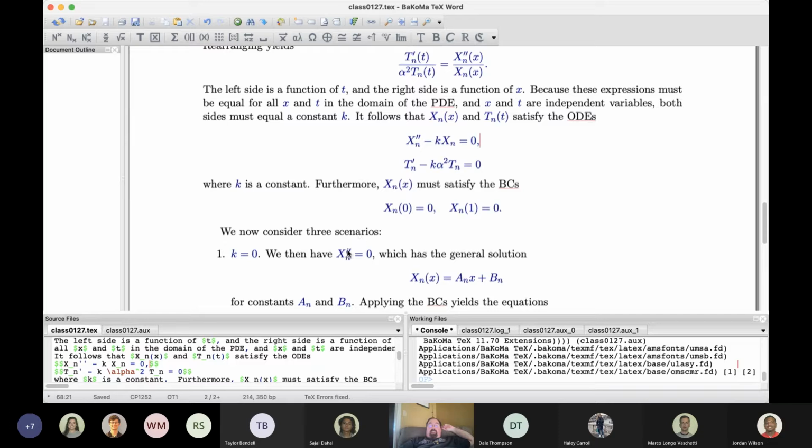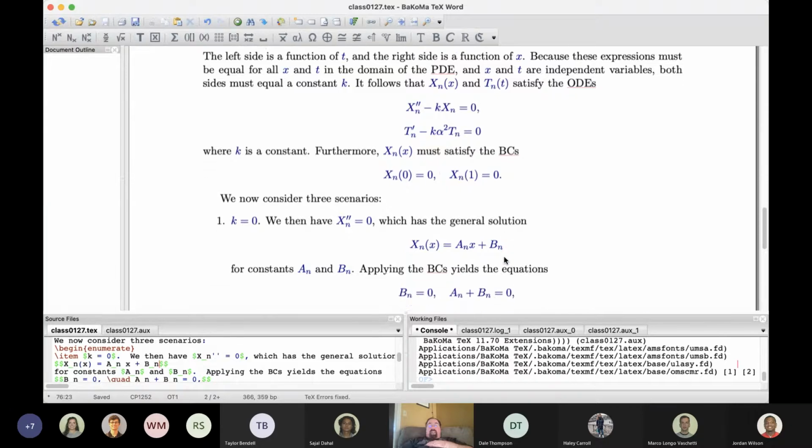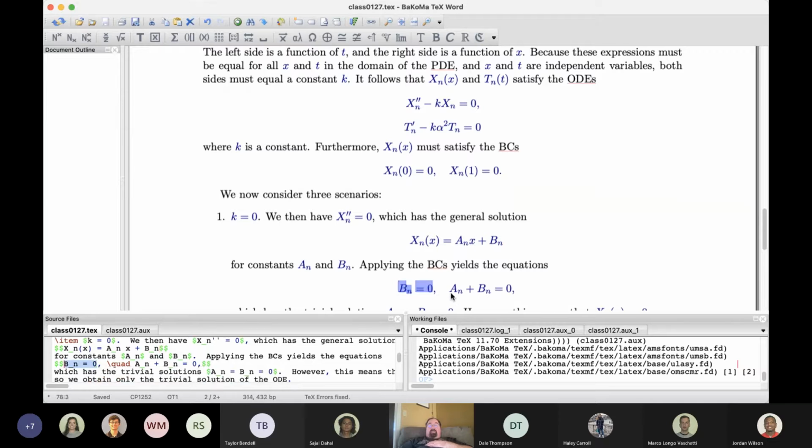So now it reduces to xn double prime is 0. Well, the solution of an ODE like this has to be a linear function of x. So it's something that has this form, for a and b constants. So now what I can do is apply the boundary conditions. So I can set x equals 0 and x equals 1. And so when I plug in x equals 0, I get this. And I plug in x equals 1, I get this.